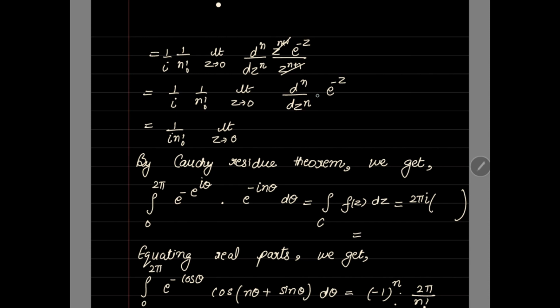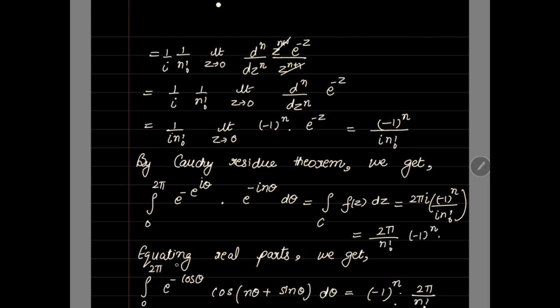Now here, because this is e to the power minus z, if you differentiate this the first time, you will get minus e to the power minus z, and then you will get plus e to the power minus z. So I have to write here minus 1 to the power n, e to the power minus z, right? And now if you take the limit z tends to 0, put z equal to 0, I get minus 1 to the power n over iota n factorial. So by Cauchy residue theorem, we get this integral over c of f(z) dz equal to 2 pi iota times the calculated residue, and I have calculated it as minus 1 to the power n over iota n factorial. This iota cancels with this, so finally I got 2 pi over n factorial times minus 1 to the power n.